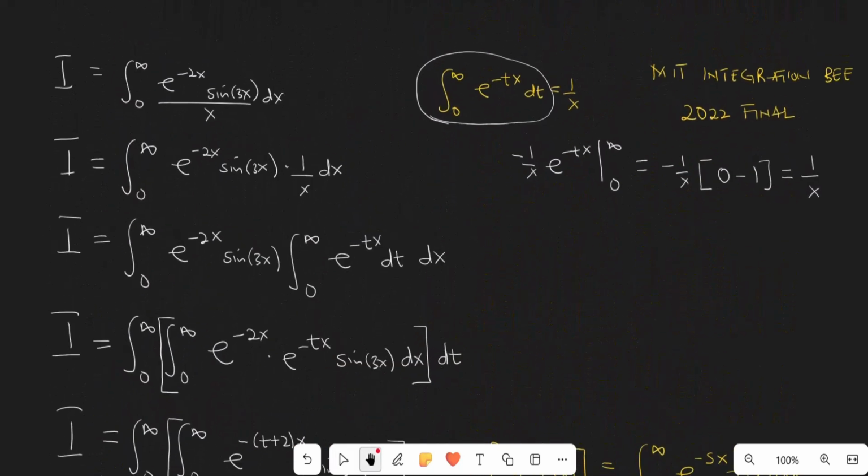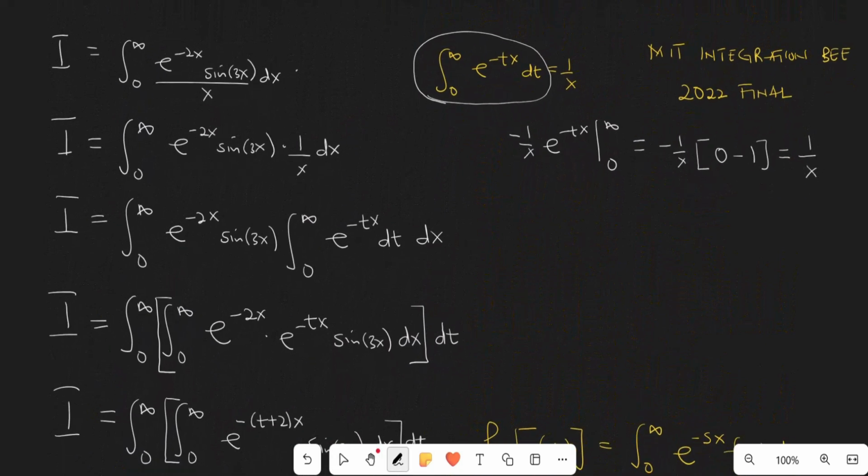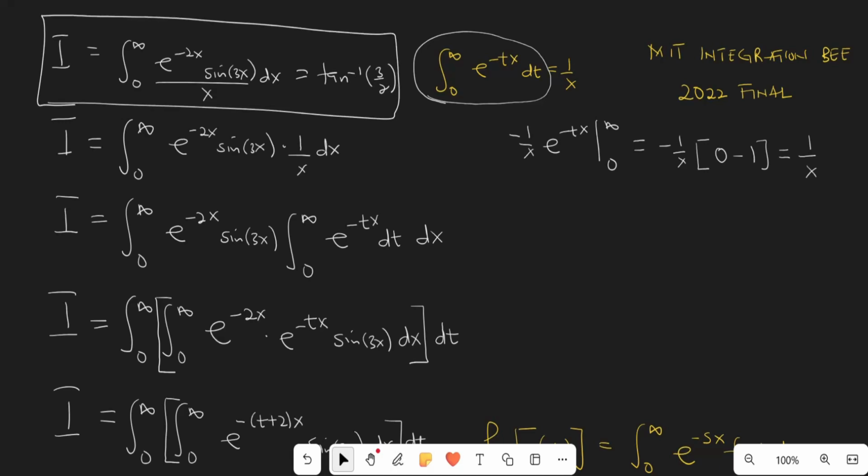So this integral is very simple when you realize that you have to convert this one into a double integral and use the Laplace transform. So this is the tan inverse of 3 over 2 as the answer to this beautiful MIT integration bee question. So that is how I can solve this integral.